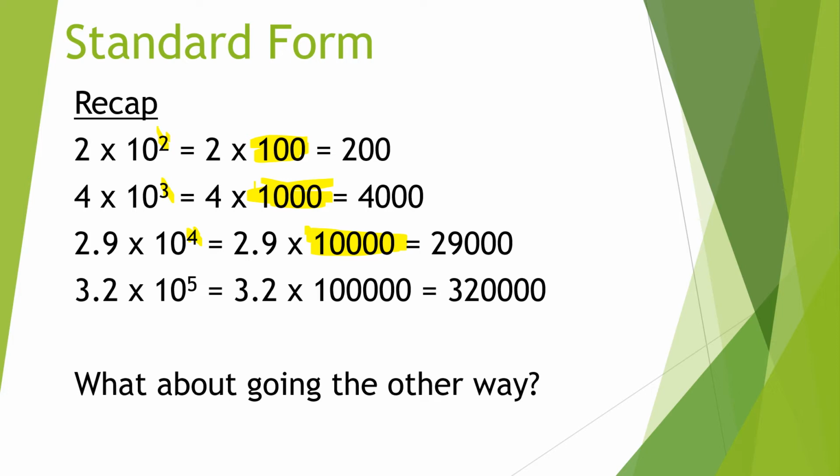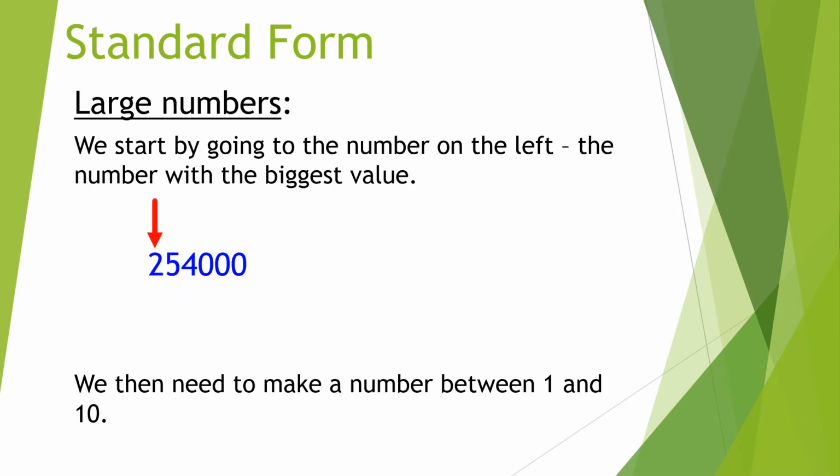And then finally, if I put 3.2 times 10 to the 5, we know that 10 to the 5 is 100,000. 3.2 times 100,000 is going to give us 320,000. So that's how we can convert what looks like a standard form into the large number. But what about going the other way? We're going to start with the large numbers first.